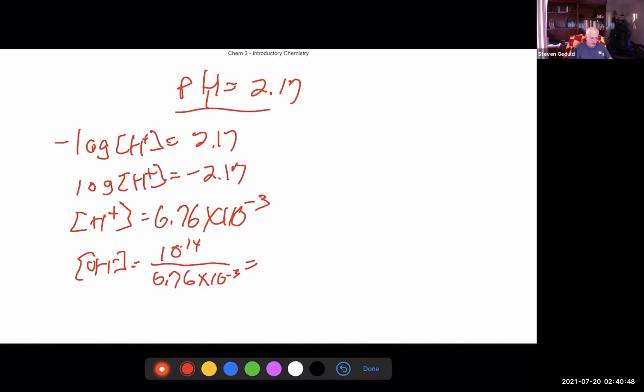So again, we use our scientific calculator. We put in 10 to the minus 14, so 1 EE 14 negative, divided by 6.76 EE 3, then change the sign to negative. It equals 1.48 times 10 to the negative something. Let's count the zeros: 1, 2, 3, 4, 5, 6, 7, 8, 9, 10, 11, 12. 10 to the negative 12.